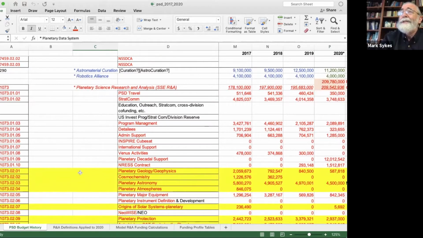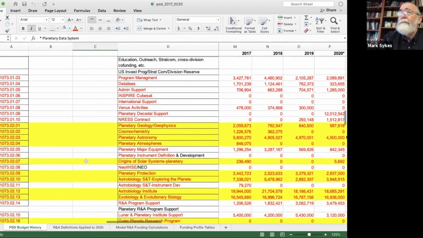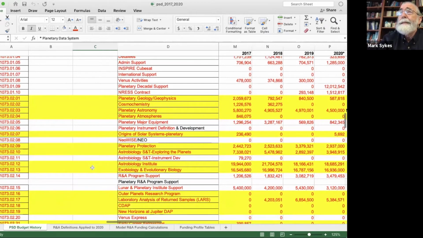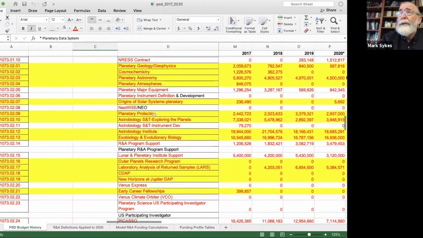Planetary geology and geophysics, which doesn't appear in ROSES anymore, but is still book kept here, and even had funds assigned to it in 2020. Cosmochemistry finally went away after being merged into Solar System Workings. So we have things that we recognize. NEOWISE, that's a mission. I didn't include instrument development programs because that's a separate decadal call now.